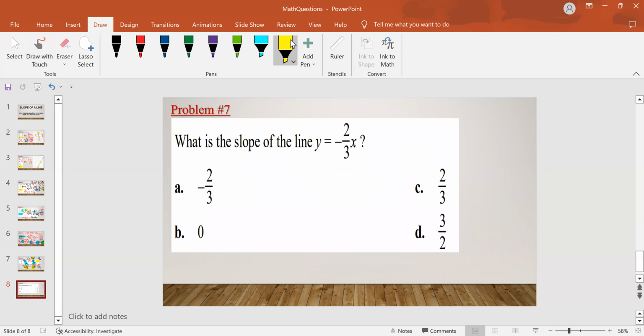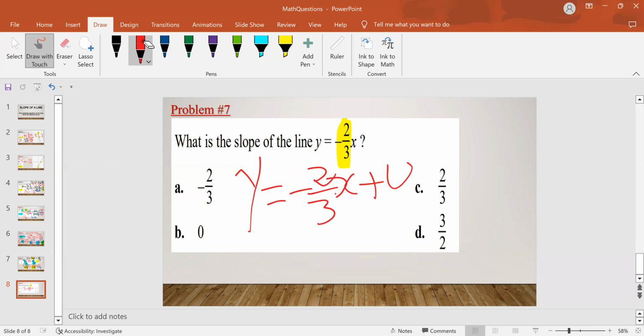Okay, the last problem of this video, problem 7: what is the slope of the line y equals negative 2 over 3 x plus nothing? But again, it's fine, because this is telling you that y is equal to negative 2 over 3 x plus 0. It's like a plus 0, plus nothing. But we don't need to write all of this because what we need is already here. So the slope is negative 2 over 3, which is choice A, negative 2 over 3.